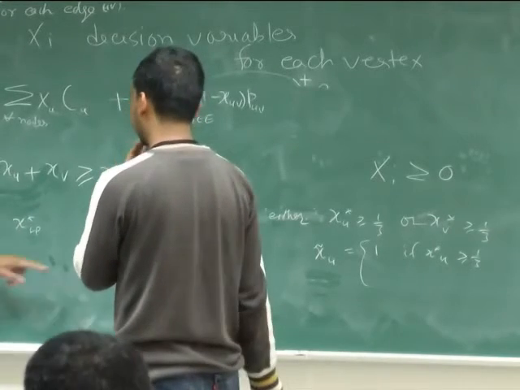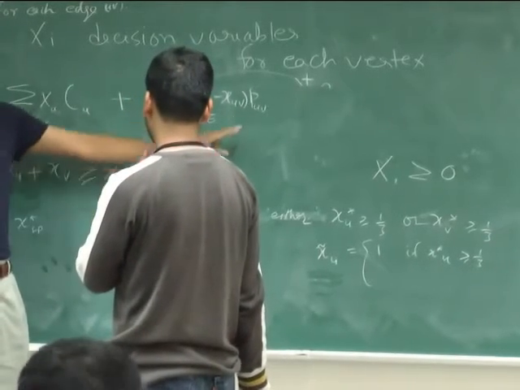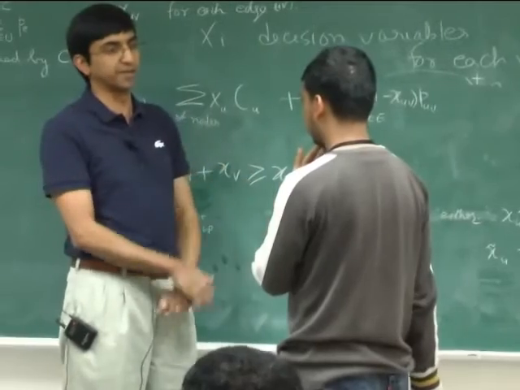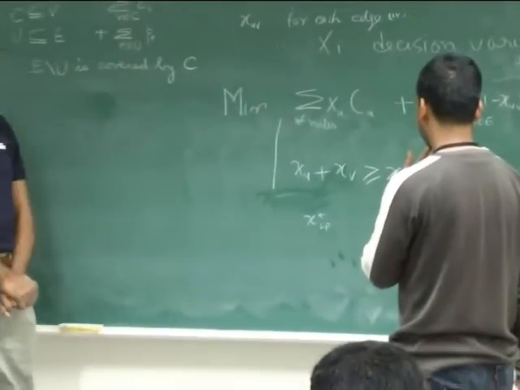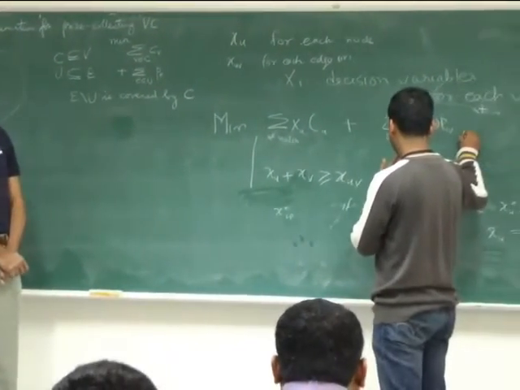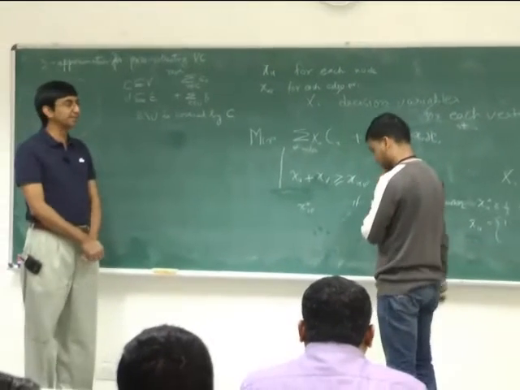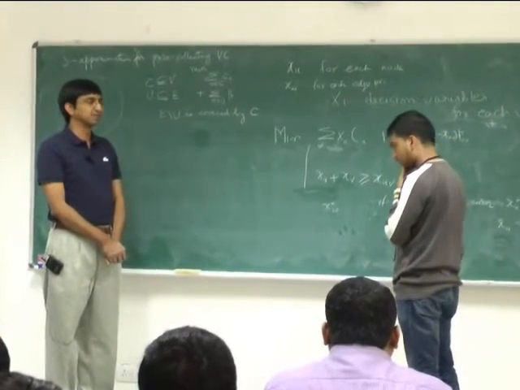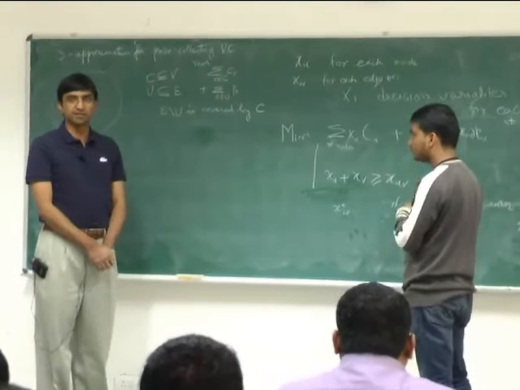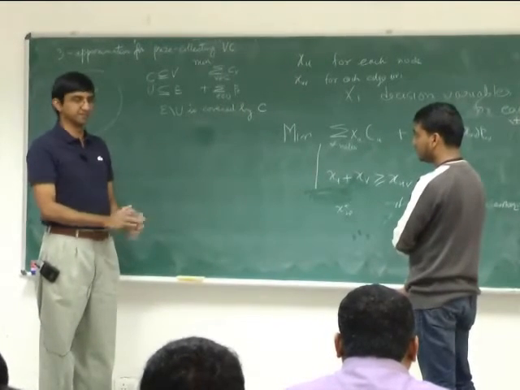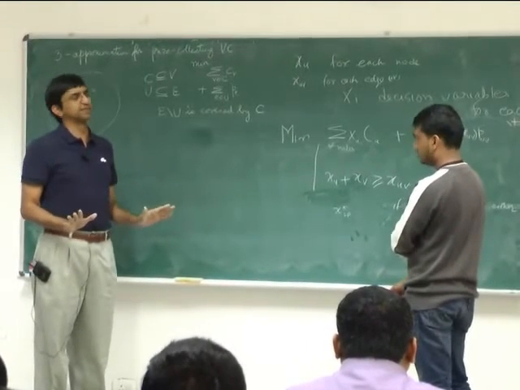But if you make XUV tilde 0, you have to pay for it in the objective. How much are you paying? PUV. How much did you used to pay in the LP solution? 1/3 of PUV. So that also is a factor of 3. Okay, so that's the end of the proof.